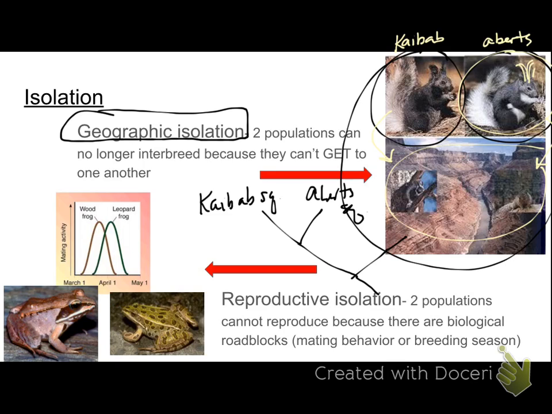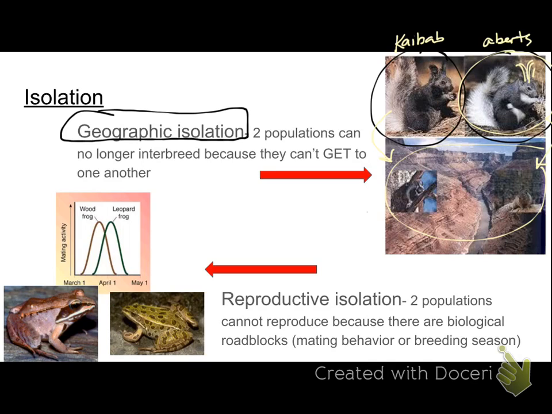Now, the other kind of isolation has nothing to do with geography. It's reproductive isolation, and it is biological. So you get two populations that can't reproduce because there is some kind of biological roadblock. So we said, if a tiger walks into a group of lions, they're like, hey, I think you're pretty cute. You want to mate? He's going to get killed.